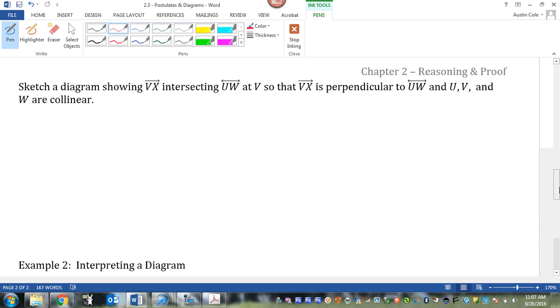Okay, who wants to do this one? I'll do it. Okay, first let's talk to our partner about what we should draw. Sketch a diagram between the 2 of you.